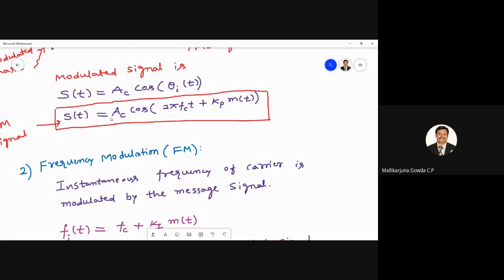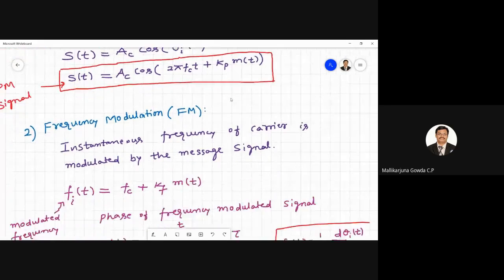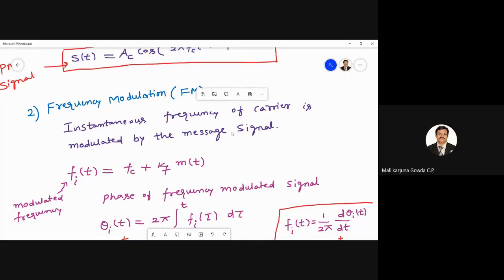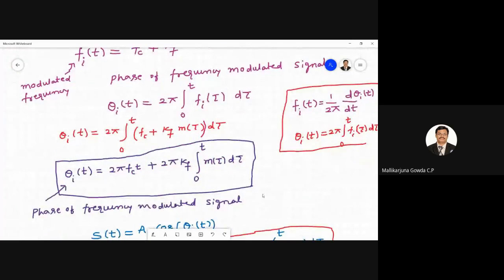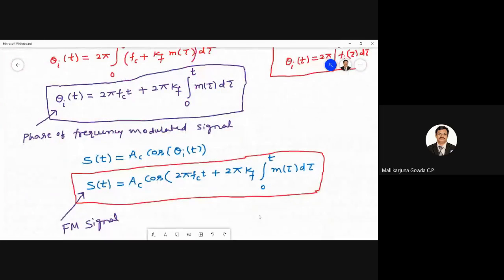See, this is the expression for PM. It is Ac cosine of 2 pi fct plus Kp into m of t. The first part is the same, Ac cosine of 2 pi fct. Here the second part is proportional to m of t. In case of FM, the modulated signal is proportional to the integral of the message signal.